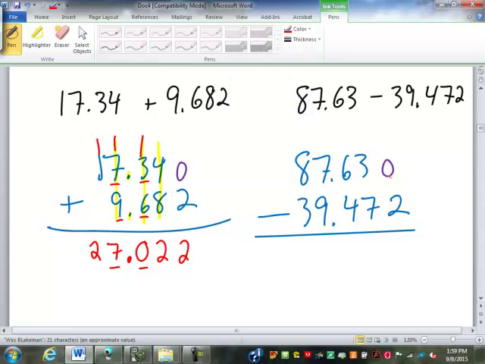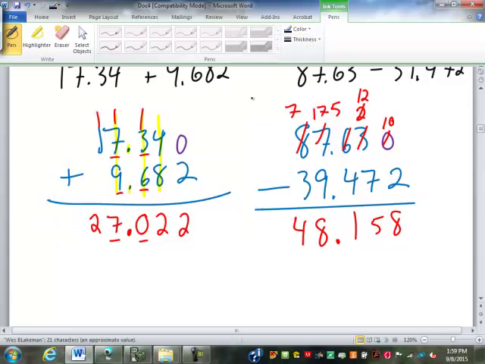So now, we can't subtract 0 minus 2, so we're going to borrow from the 3. This is a 2, and this is a 10. 10 minus 2? 8. I have to borrow from the 6. This will be a 5 and a 12. 12 minus 7? 5. 5 minus 4? 1. Now we bring the decimal point straight down again. Borrow from the 8. That's a 7. This is a 17. 17 minus 9? 8. And 7 minus 3 is 4. So 48.158.